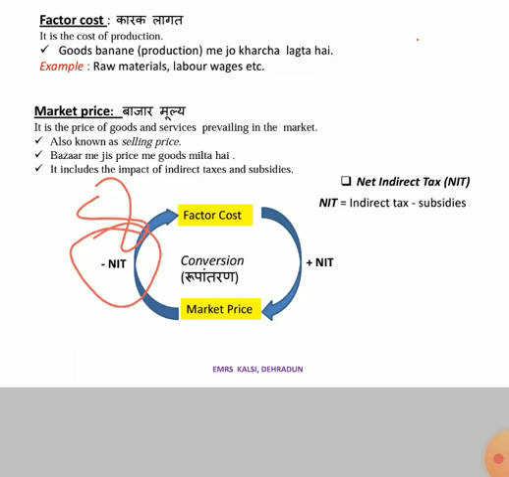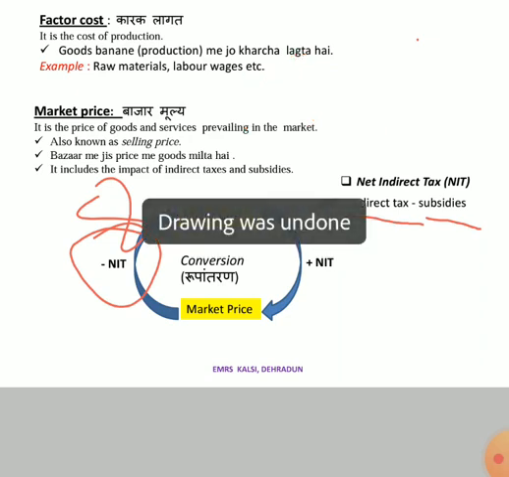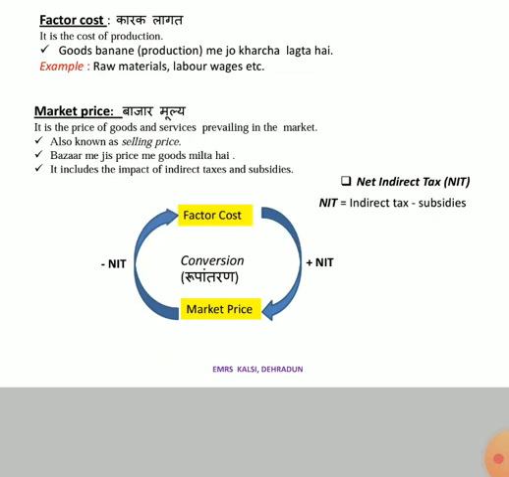Sometimes in your exam NIT is not given directly to you. So you have to search for IT and for subsidies. You will do IT minus subsidy, and by this you will get NIT, and then you will add or subtract the NIT for the conversion of factor cost and market price. So this was our second formula, factor cost and market price.